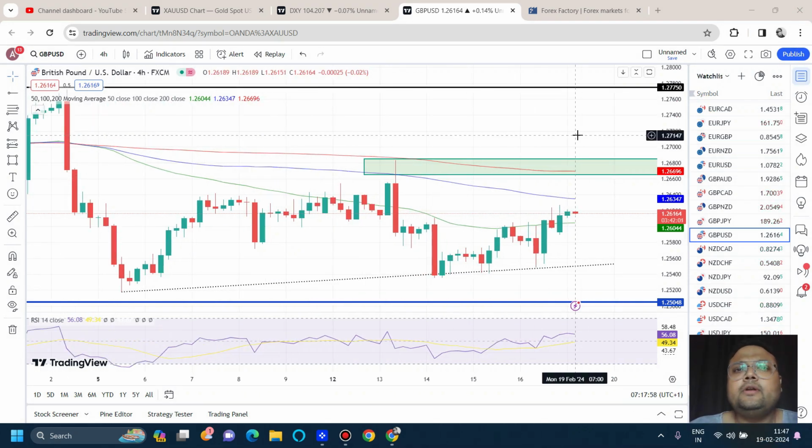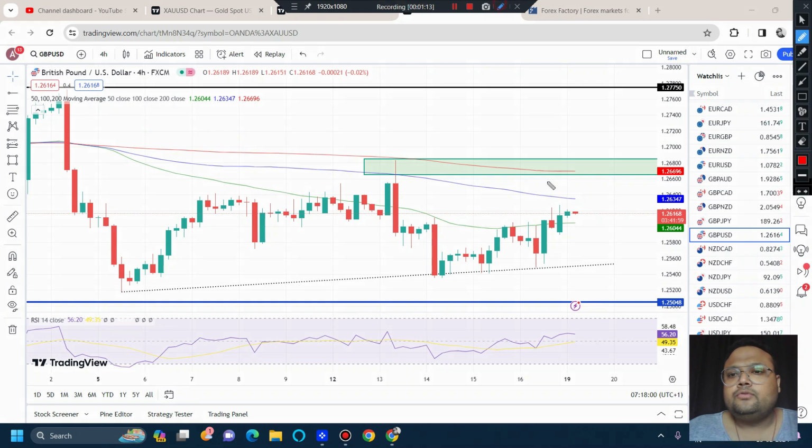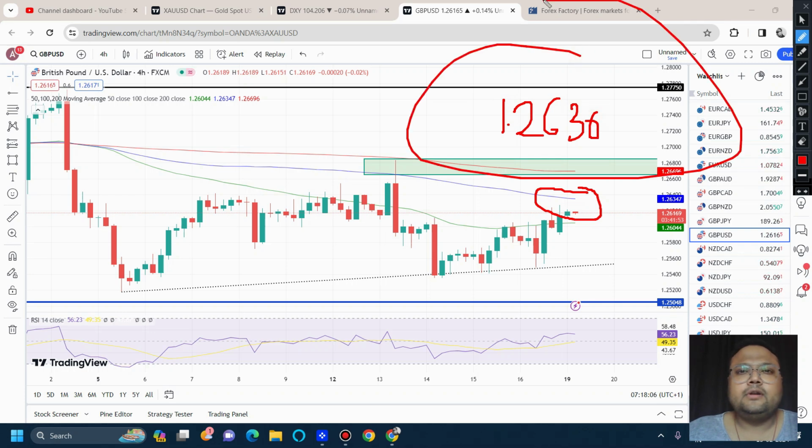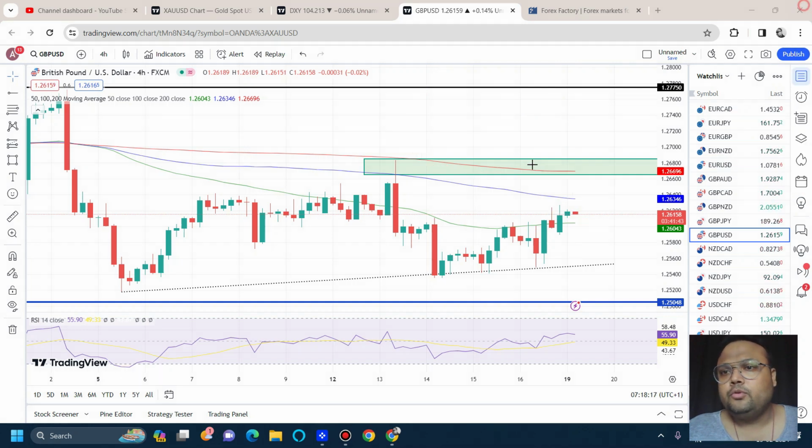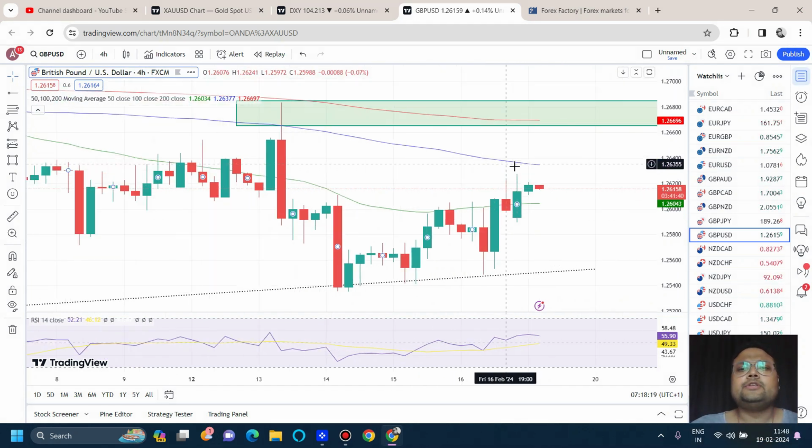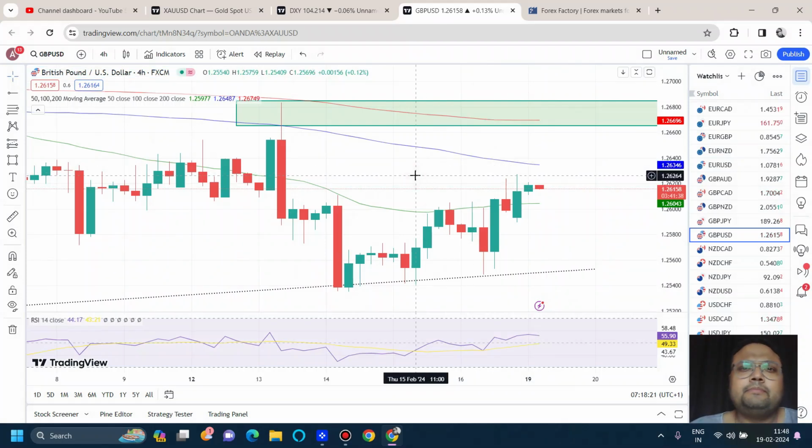If you're a day trader, then you can also look for a sell around 1.2630. If you're a day trader, how much can you expect? 25 pips. In this market condition, 25 pips is also decent enough. If you see that GBPUSD has hit the 100 moving average, see the blue line, and market is showing some price rejection from above, you can hit the sell button.